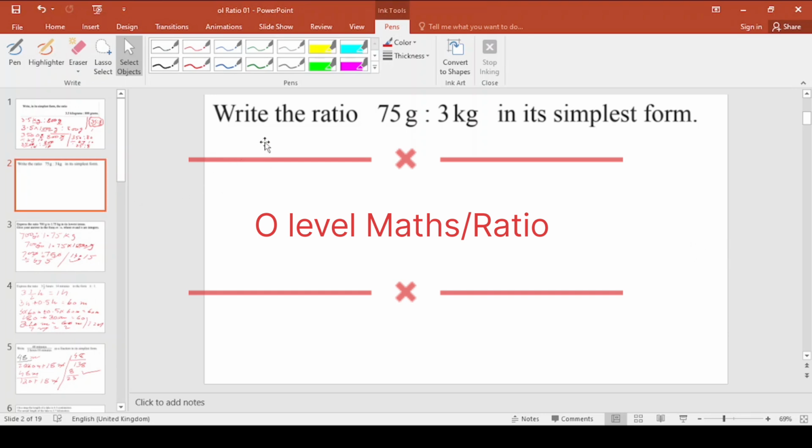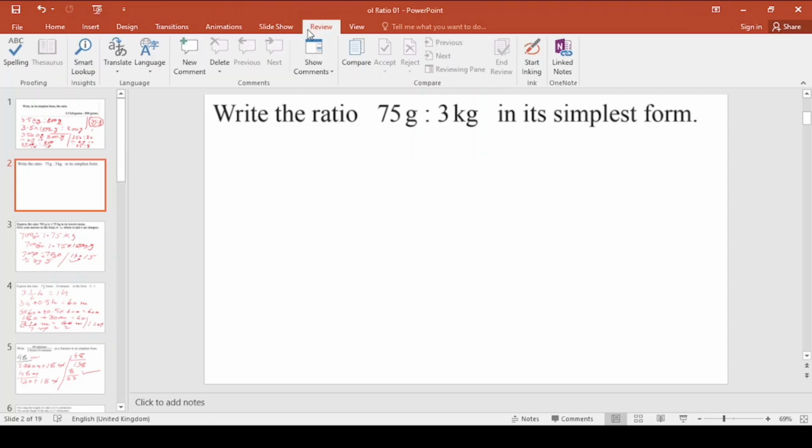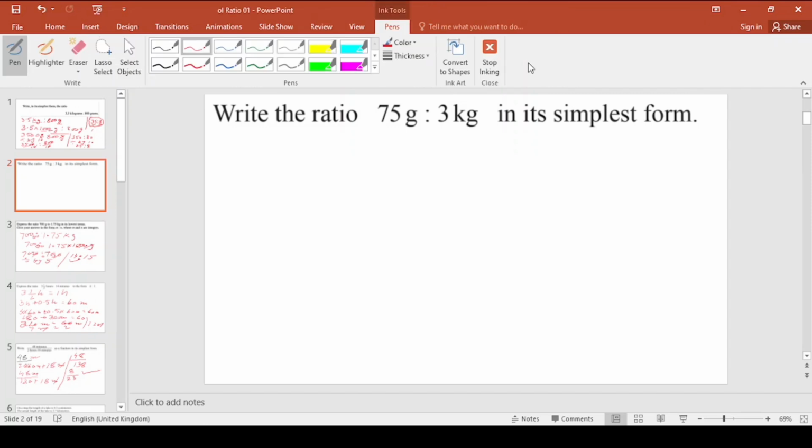Students, here is another important question on ratio. We know that ratio, first of all, we will again repeat the definition of the ratio.